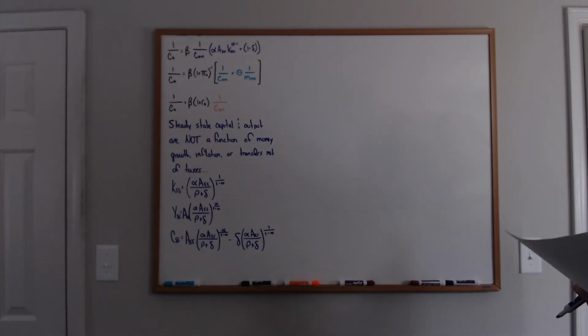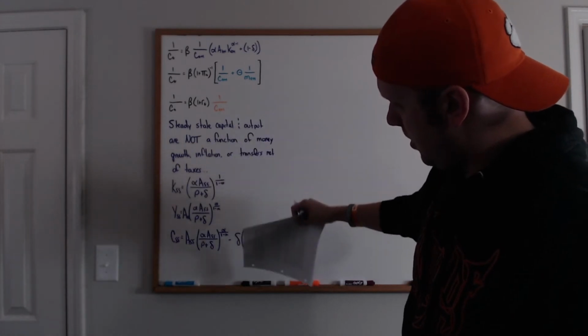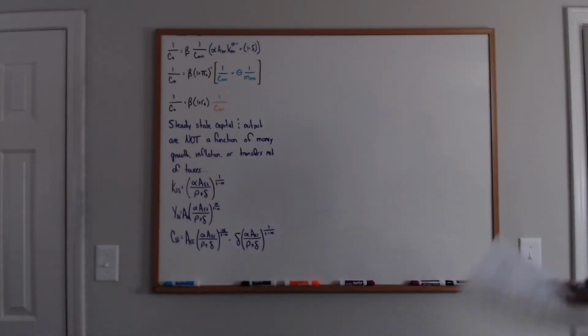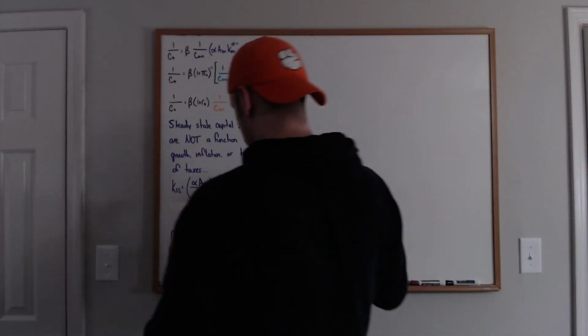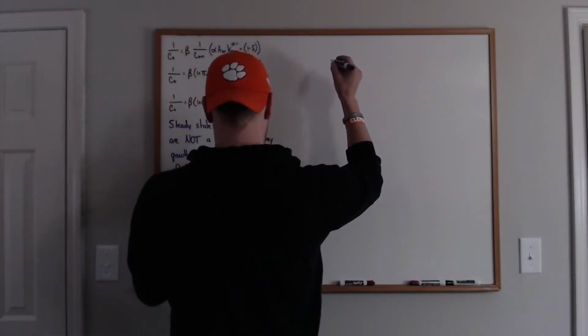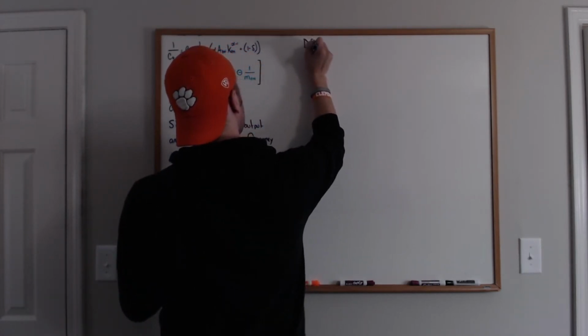So capital, output, consumption, and thus investment as well, are in no way, shape, or form functions of money or inflation or bonds or transfers net of taxes. This is where the steady state properties of the model come into play. Definition time with Jeremy.